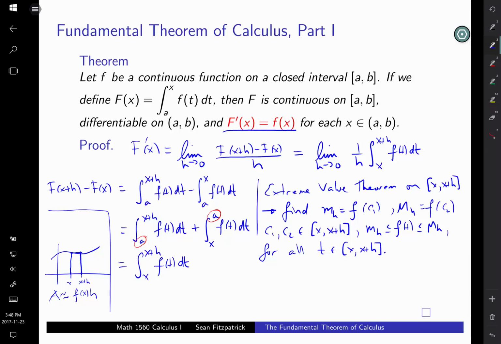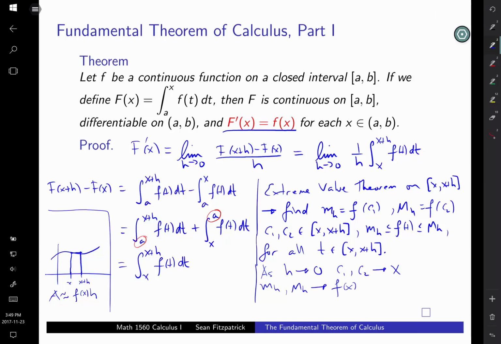Okay, now by continuity, as h goes to 0, well, what's going to happen? As h goes to 0, x plus h goes to x. So c1 and c2 are both going to x as h goes to 0. And so that means that little m and big M both have to go to f of x, since f is continuous.